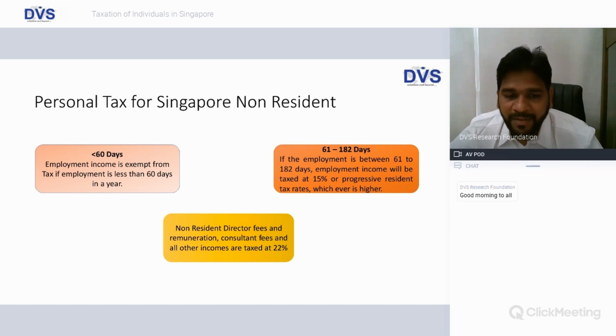So non-resident director fees, remuneration, consultation fees, and all other incomes other than the employment income are directly charged at a flat 22% in the case of non-resident Singapore taxpayers.